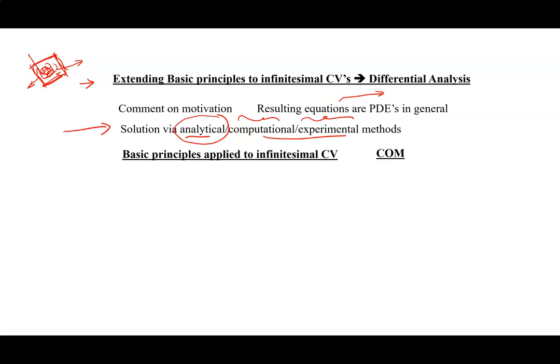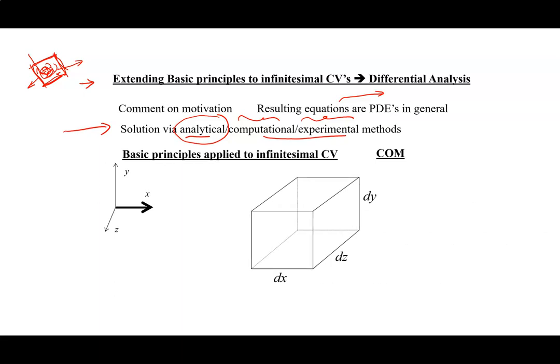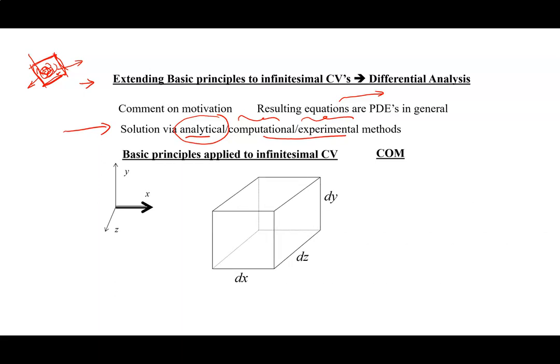So let's look at the basic principles applied to an infinitesimal control volume, and we'll focus in this video on the conservation of mass principle. We have an inertial coordinate system XYZ attached to the ground, let's say, and let's imagine we have this control volume in space shown in the sketch of dimension dx dy dz, and essentially we will shrink dx dy dz to 0. So this macroscopic-looking control volume essentially shrinks to a point in space. If I want to apply conservation of mass to this, let's ask the question, what is the rate at which mass comes out of this surface?